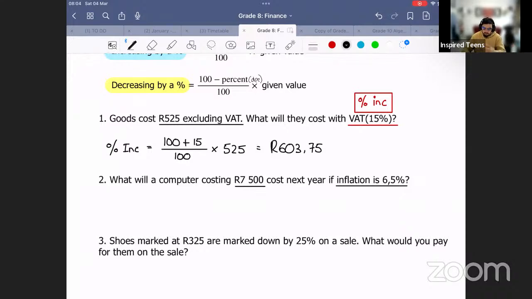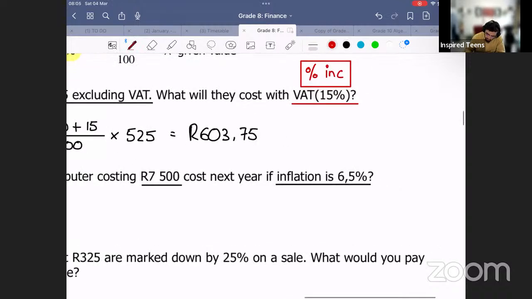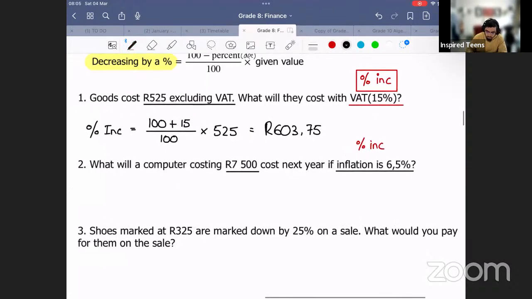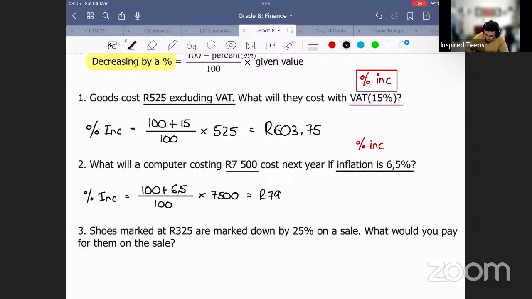Good morning. Correct, it would be a percentage increase. Inflation is goods prices increasing, so we're going to follow the percentage increase formula. Percentage increase is equal to 100 plus the percentage markup, 6.5, divided by 100, multiplied by the amount we are increasing, which is 7,500. When I do the calculation, I get 7,987 Rand 50. Hope that makes sense.